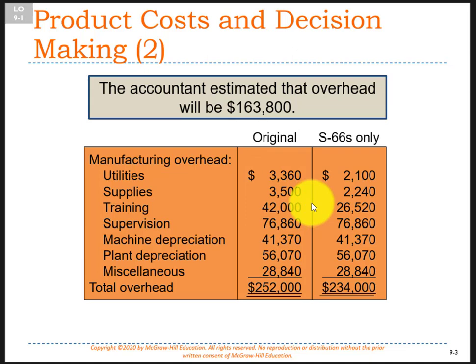Okay? So really, is the overhead being driven by making the 72s? You would argue that only 18,000 additional overhead costs were because of the S72s. That's a lot different than what we are allocating overhead to.